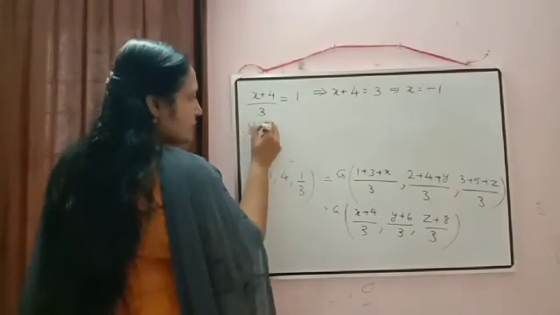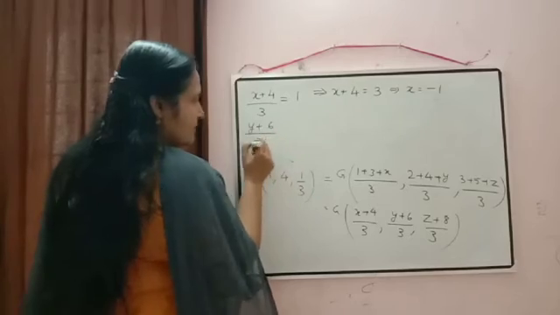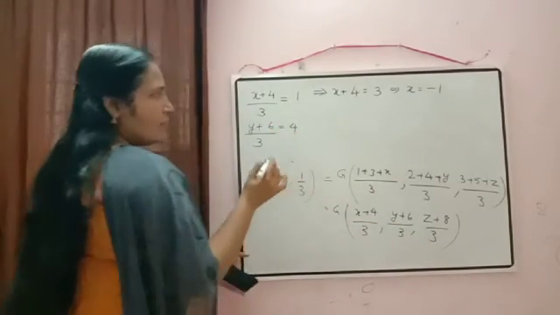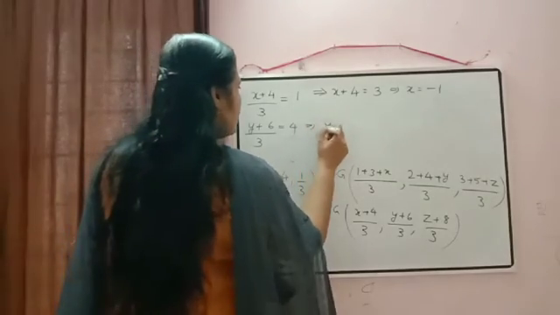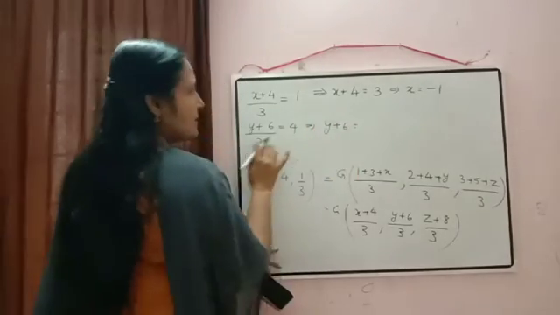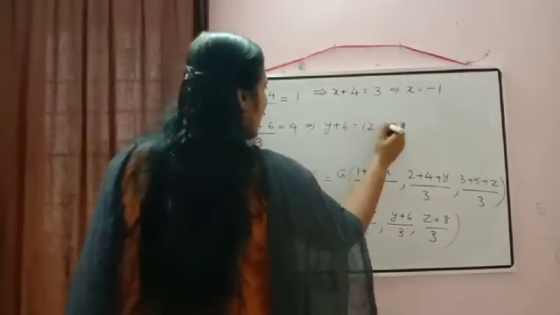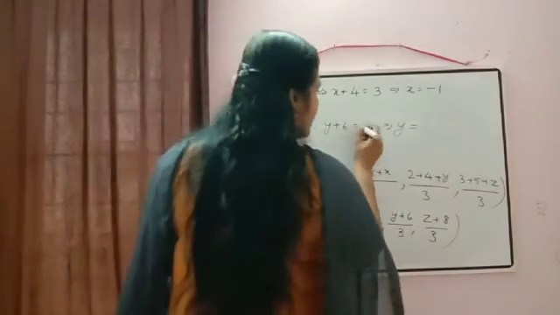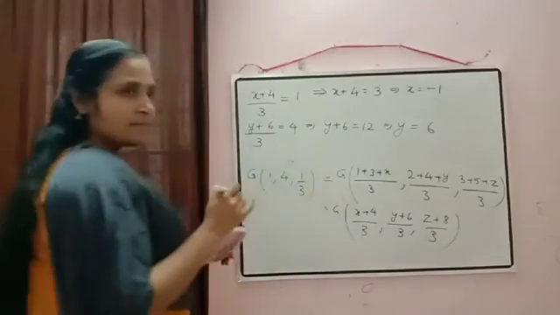Now equate the corresponding y coordinate. (y plus 6) by 3 is equal to how much? 4. Now shift 3 to the right hand side, then we will get 3 into 4, 12. Now what will be the value of y? 12 minus 6 will be equal to 6.